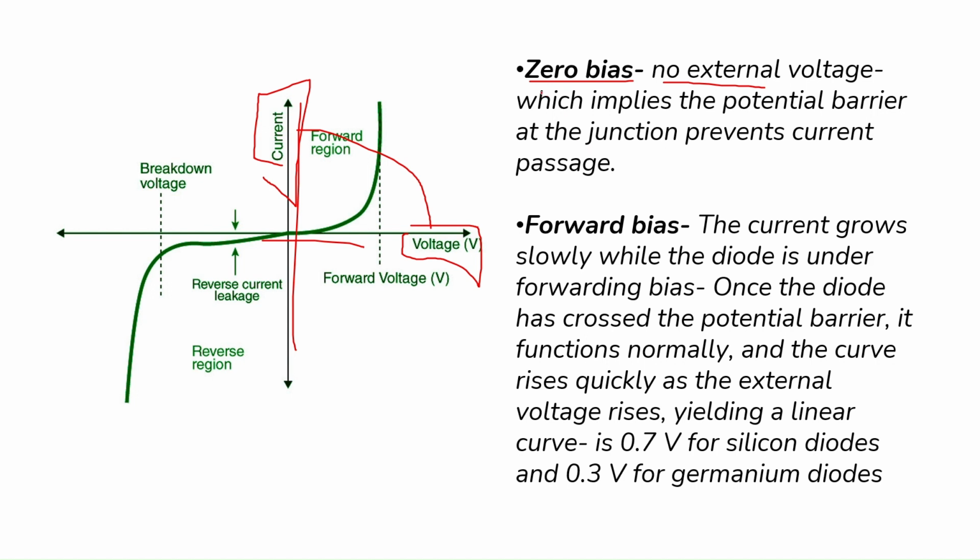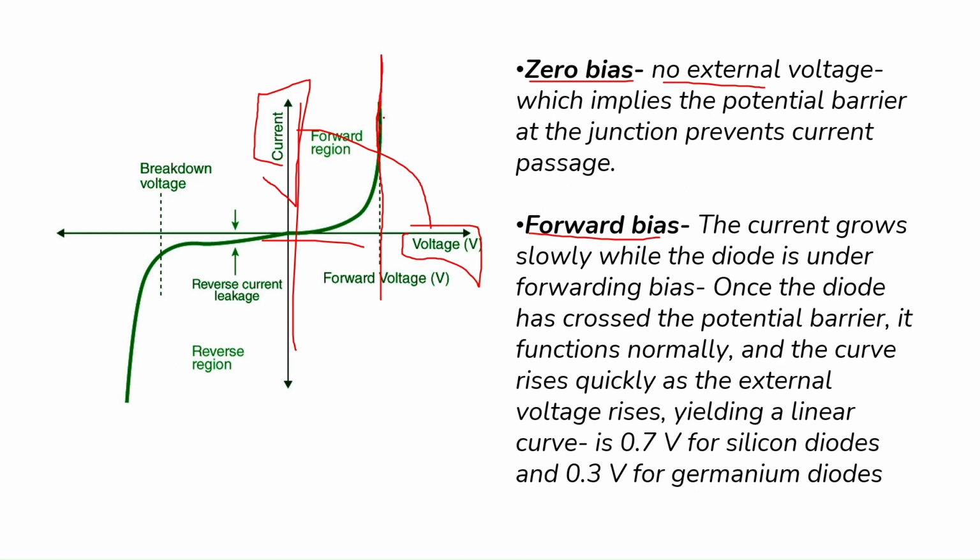Next one is the forward bias condition. The positive terminal will be connected to the positive pole of the battery and the negative terminal will be connected to the negative pole of the battery. Till the cut-in voltage, the amount of current that flows through the PN junction diode will be minimum, and after the cut-in voltage, the amount of current that flows through the PN junction diode increases in this manner.